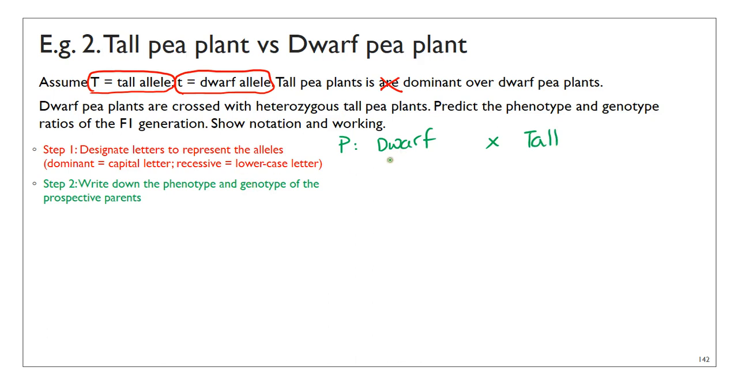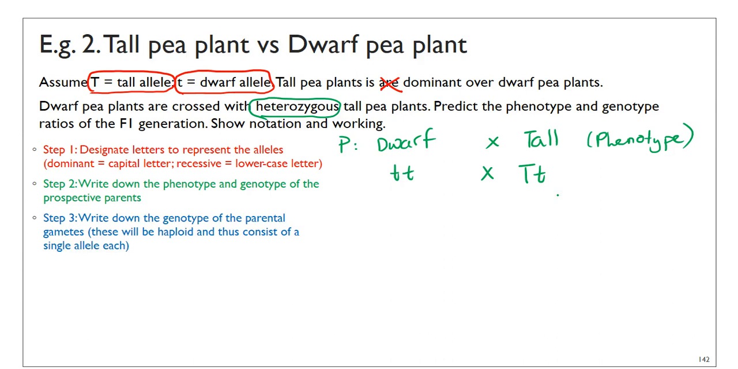And the genotype. In order for a plant to be short, because this is the recessive trait, the genotype of this parent has to be homozygous recessive. So lowercase t, lowercase t. And the other parent, it actually tells you in the question that it is heterozygous, which means that will be uppercase T and lowercase t. So I've written down the phenotype and genotype of the prospective parents.